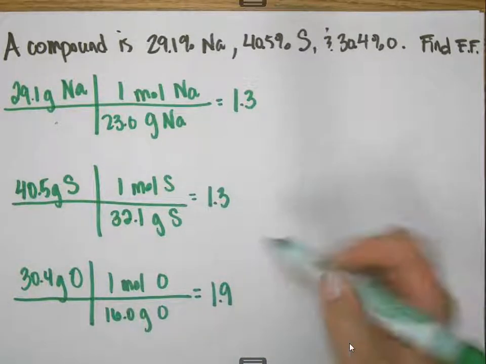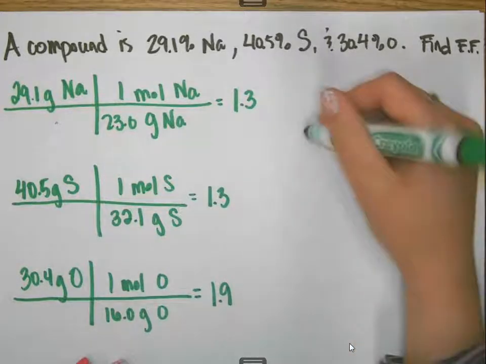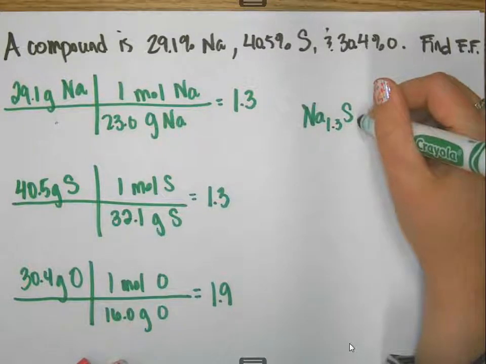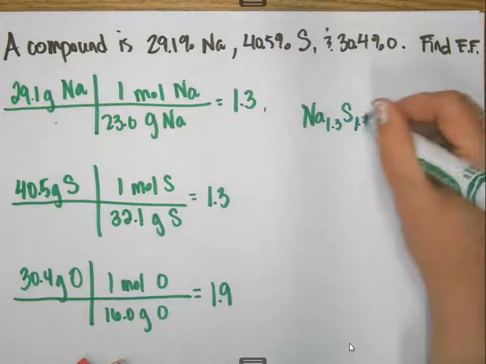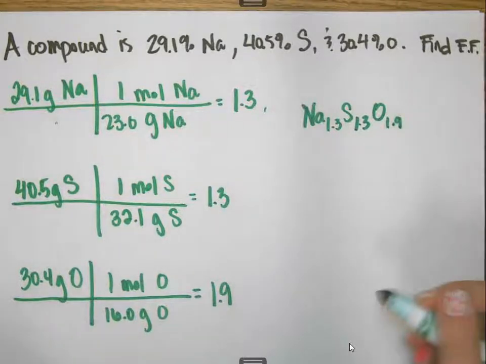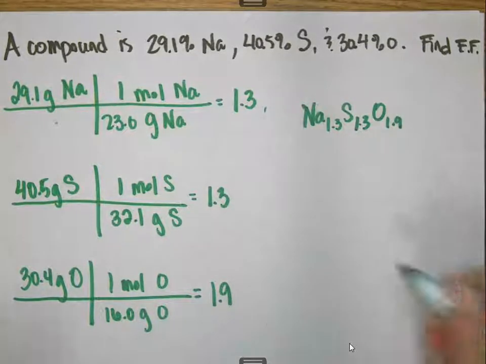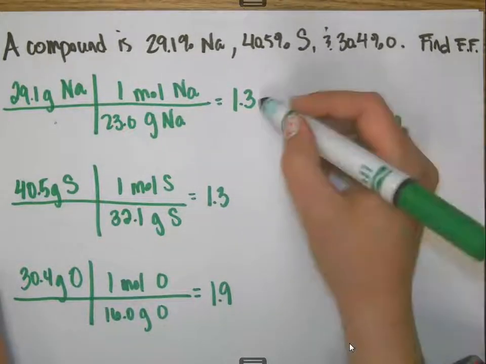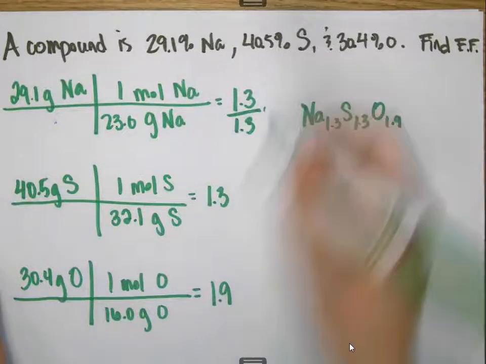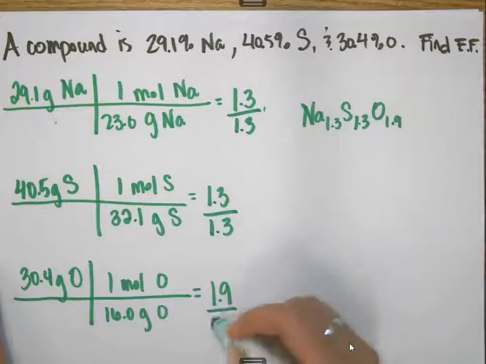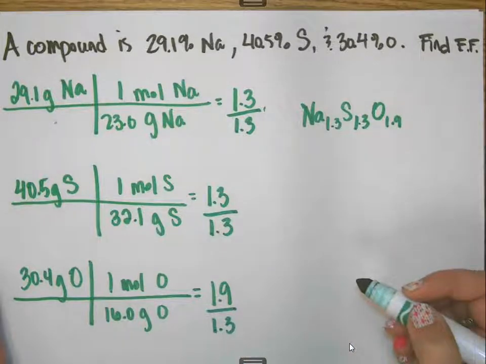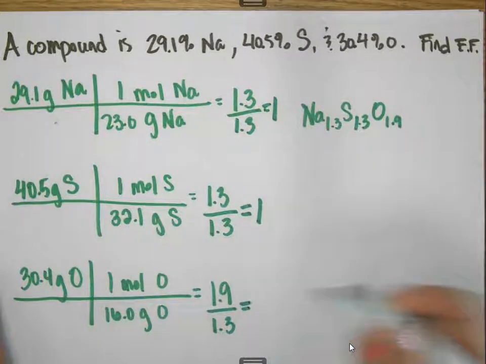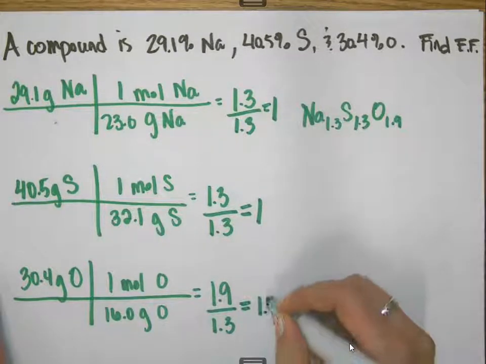Well, unlike the last time, if I put these into a formula to start thinking about it, they're not close to 1. These are closer to 1, but the 1.9 is closer to 2. I can't just simply round them up or round them down. There's not an easy solution. So here's what I recommend. I recommend taking each number and dividing it by the lowest. The lowest number out of 1.3 and 1.9 is 1.3. So these divided by themselves come out to be 1. 1.9 divided by 1.3 is 1.5.